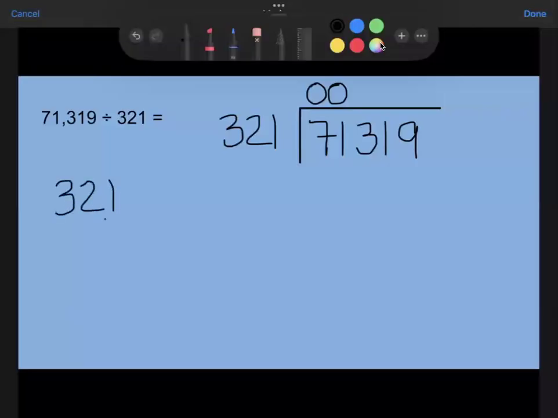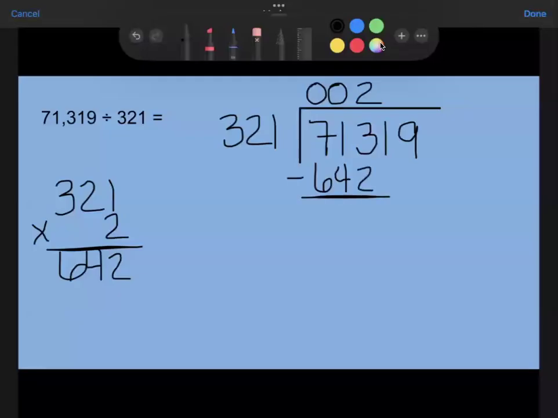321 times 2. 1 times 2 is 2. 2 times 2 is 4. And 3 times 2 is 6. So that's 642. That's pretty close to 713. And I think that's close enough because if I added another 300 to that, then we'd be in the 900 range. So I think that's going to be good. So I'm going to put 2 here, 642 here to subtract. And then I'm going to go ahead and subtract those.